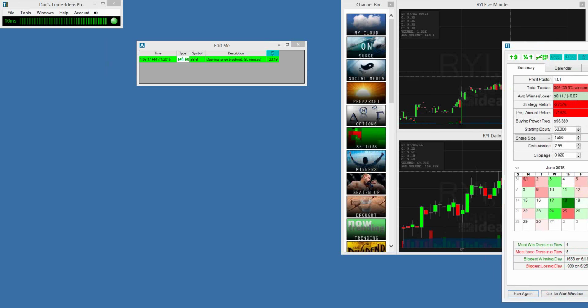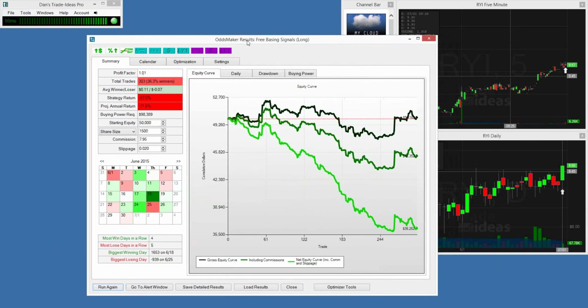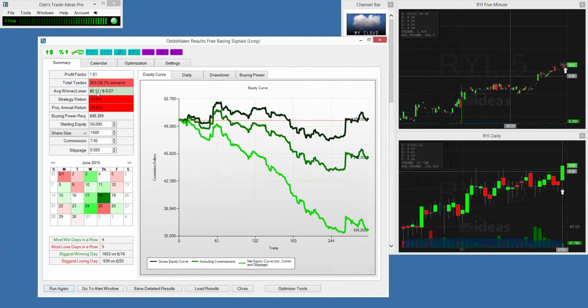And the odds maker finished, and this is what it came with. 11-7. So this strategy by itself, without any AI, is not anything that you would want to trade discretionarily. But again, remember, we're not about that. We're about using statistics to gain an edge.